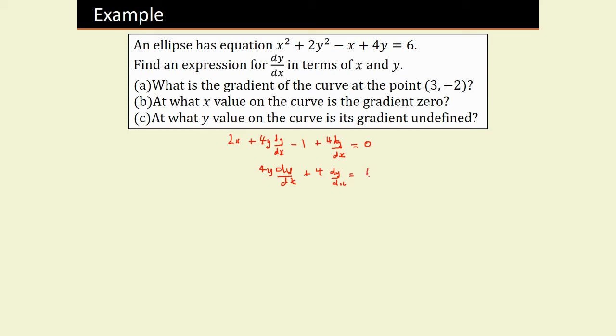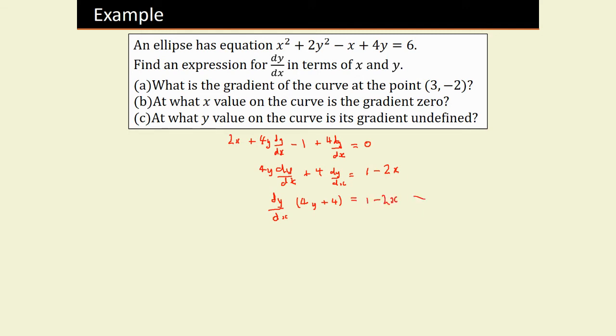So the minus 1 is a plus 1 on the other side, the 2x is a minus 2x on the other side. And now we take our dy by dx out as a factor again, like we did in the first example, because it's in both places. Dy by dx can come out as a factor. And what did we have? We had 4y lots of it, and a 4 lots of it, equals 1 minus 2x.